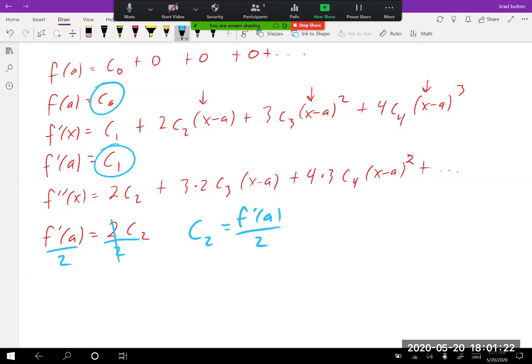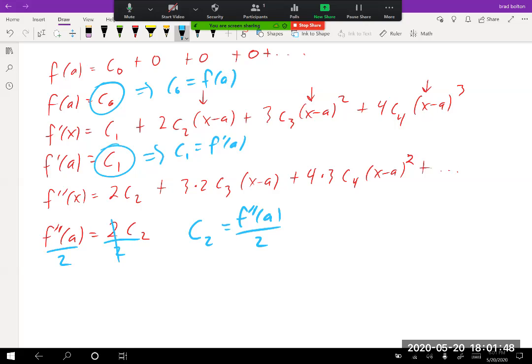Wait, was that supposed to be double prime? Yes, I made a mistake right there. Sorry about that. That's actually a double prime. Please fix that. So then this would be f double prime of a. So we now know that C sub 1 equals f prime of a. We know that C sub 0 is equal to f of a.